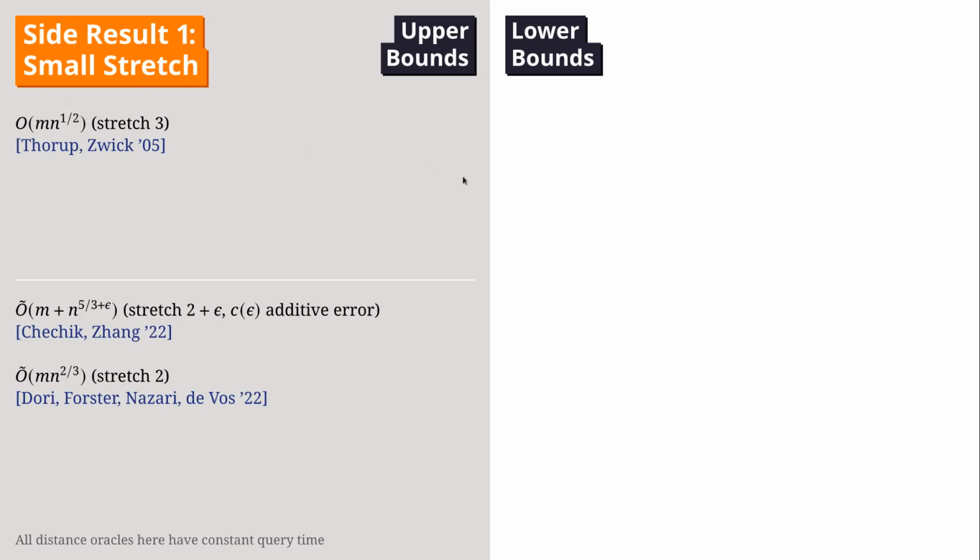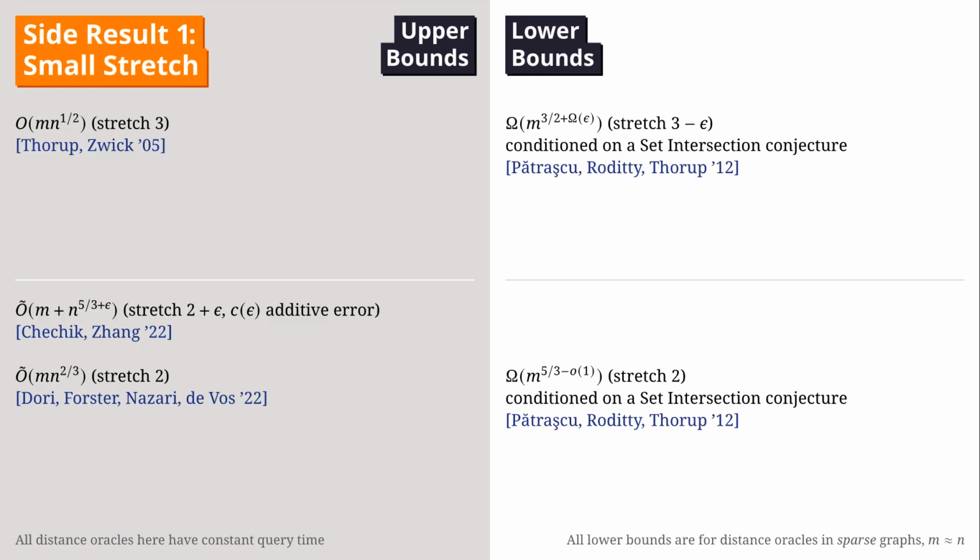For stretch 2, you cannot immediately apply Thorpe-Zwick distance oracles, but there has been some work on this, first by Chechik and Zhang, and then with improvements by Dori, Forster, Nazari, and DeVos, who proved that for stretch 2, you can actually achieve a pre-processing time of m times n to the 2/3. Again, all these pre-processing times have constant query time. Okay, so what's known in terms of the lower bounds? It turns out that in 2012, Patrascu, Roditty, and Thorup already proved that both of these results for stretch 2 and 3 are essentially optimal.